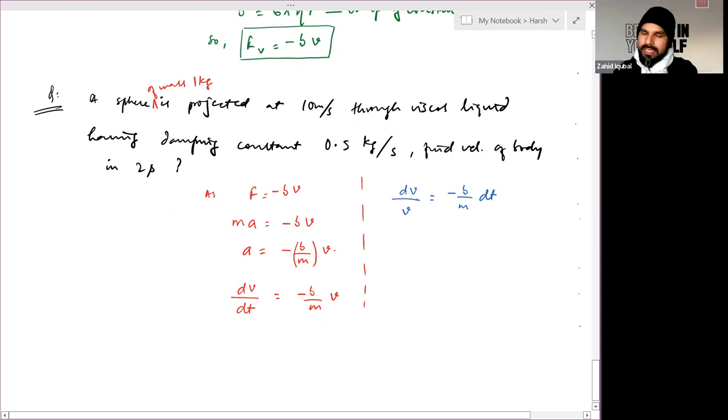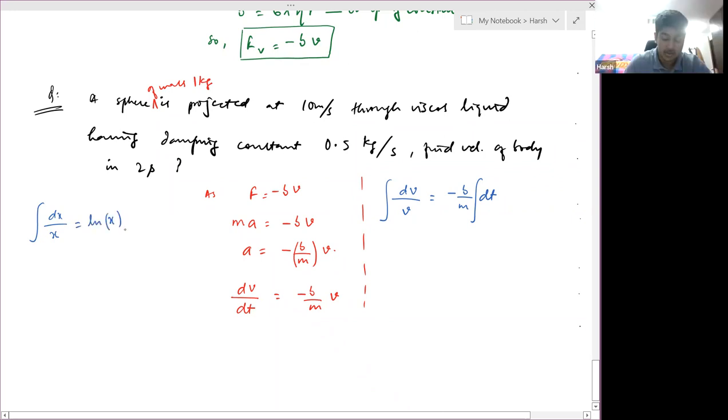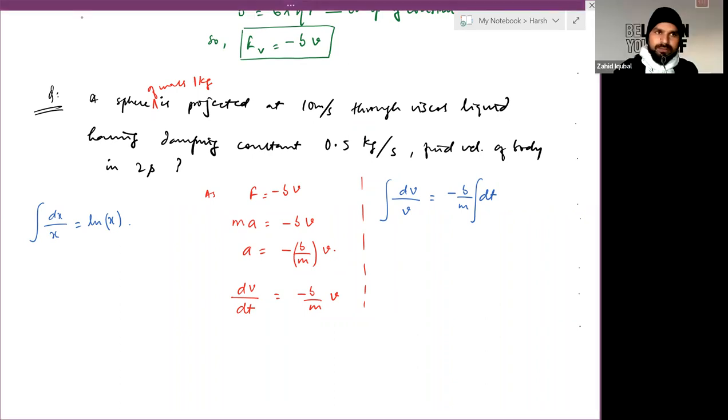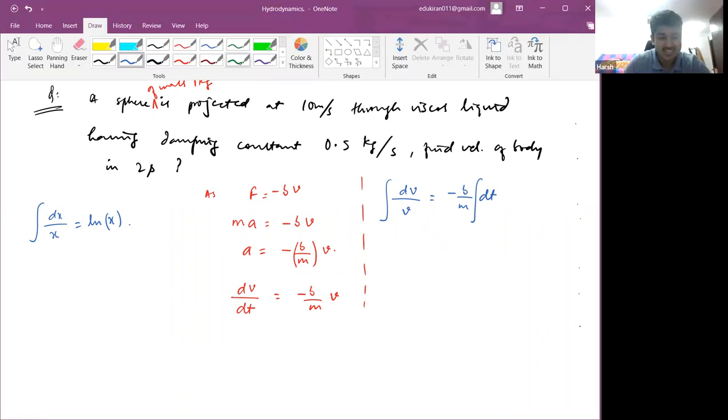So how to get the actual value? Just integrate this particular quantity. What will be the integration of dV over V? Or simply tell me the integration of dx over x. It will be ln x. Ln is the natural log.